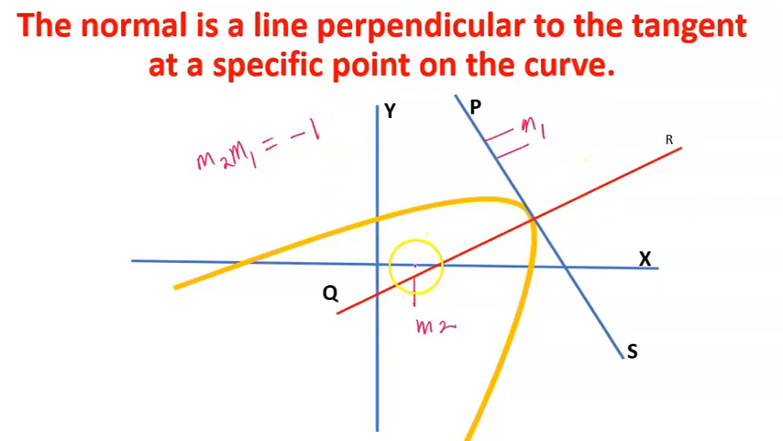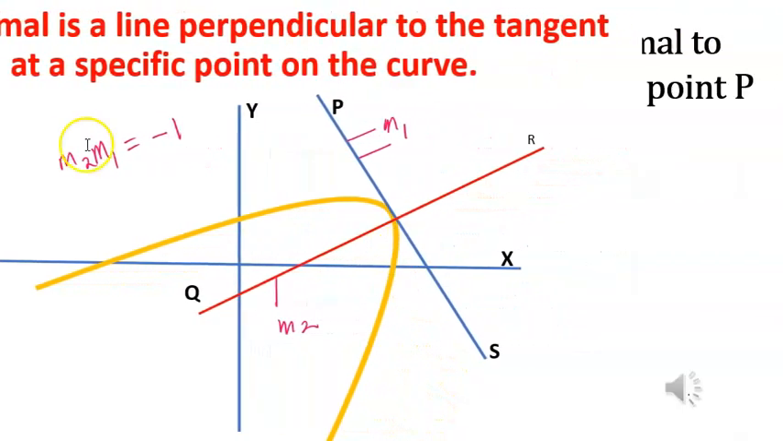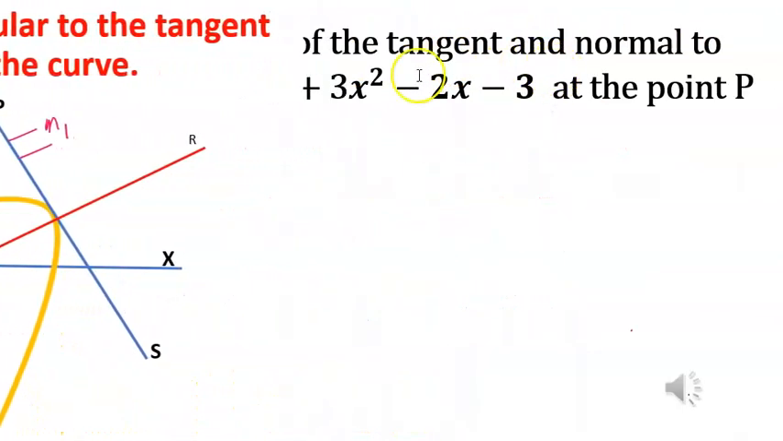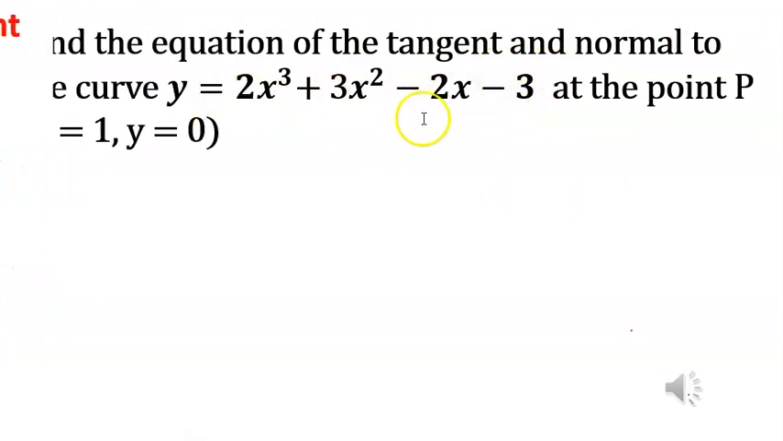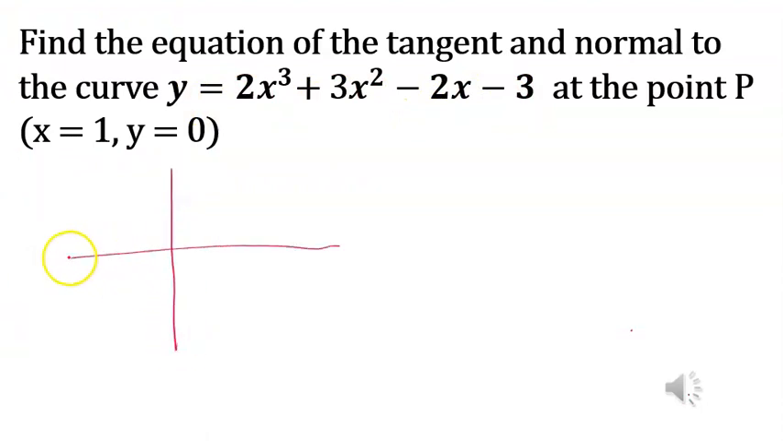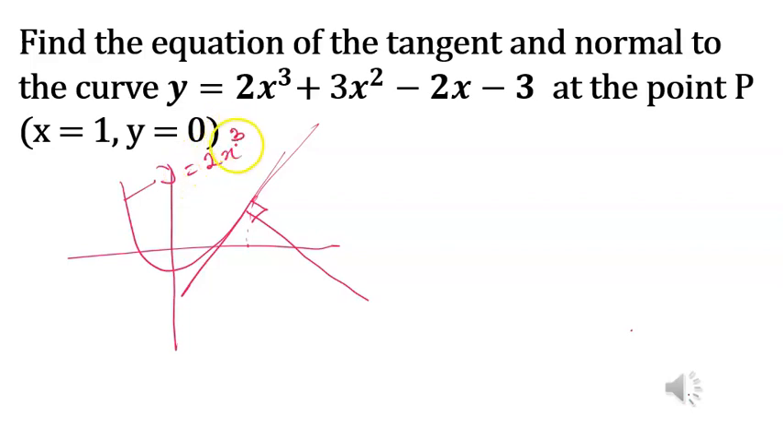Now, let's take an example to further illustrate it. Our question says, find the equation of the tangent and normal to the curve y equals... Now, let's take a little sketch. I'll assume that here is the curve and here is probably the tangent, touching the curve at this point. Now, this tangent, definitely, has a normal that is perpendicular to it. Now, this curve is defined by this equation, y equals 2x raised to power 3 plus 3x squared minus 2x minus 3.